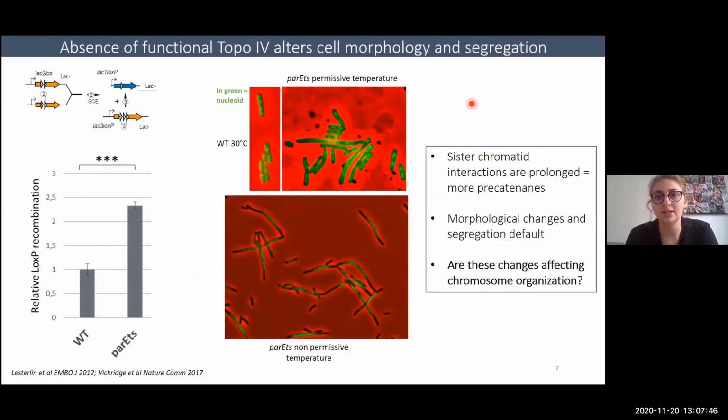In addition, if you look at the morphology by microscopy, you can see that the cells are quite different from a wild type.